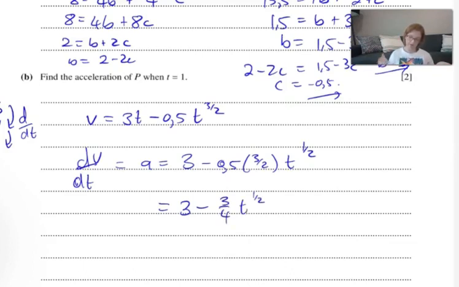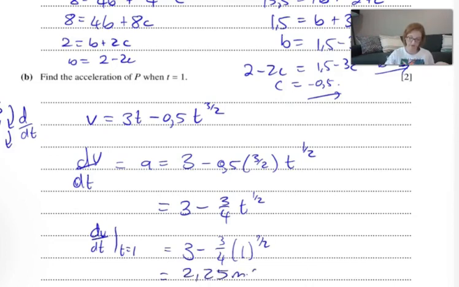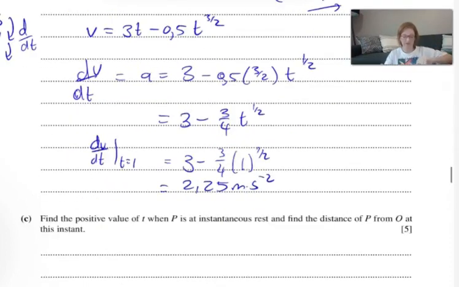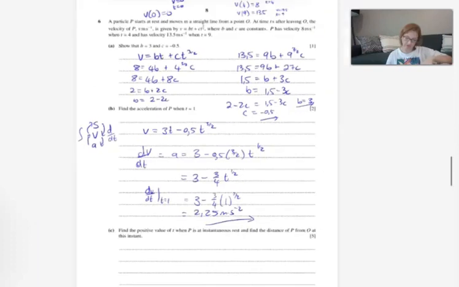Okay, and then when t is equal to 1, so I'm plugging in my t is equal to 1, and that is literally going to be 3 minus 3 over 4 times 1 to the power of a half. Okay, so 3 minus 3 over 4. I'm not even going to plug in the rest because we can see the answer. So that's 2.25. I'm not going to plug in the rest because it's 1 to the power of something. It's just 1. Okay, so that is my acceleration.